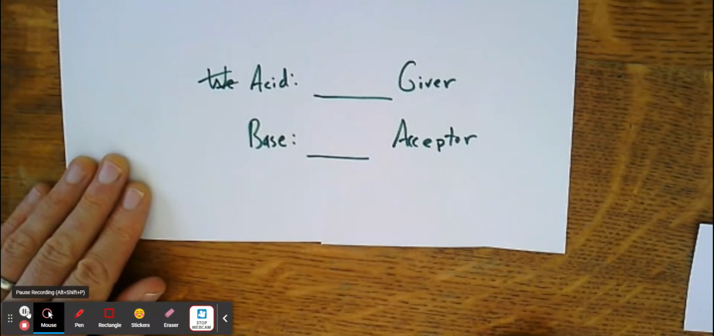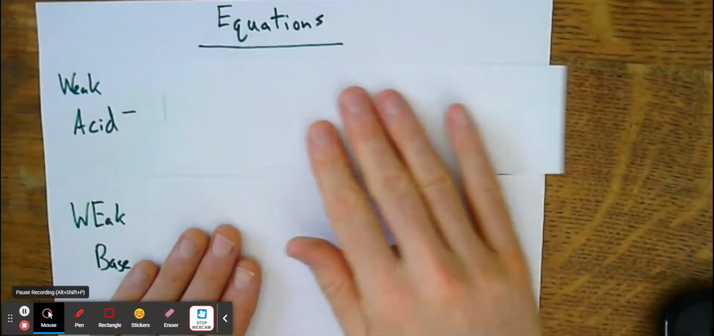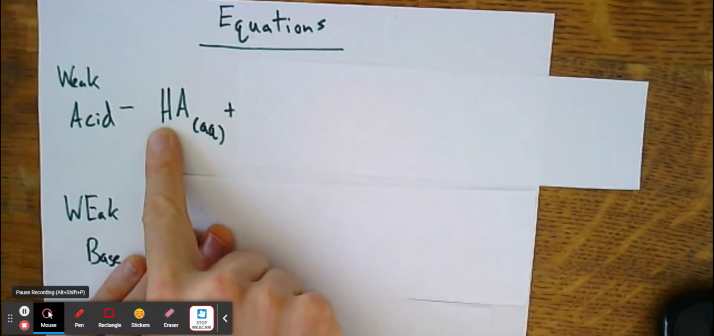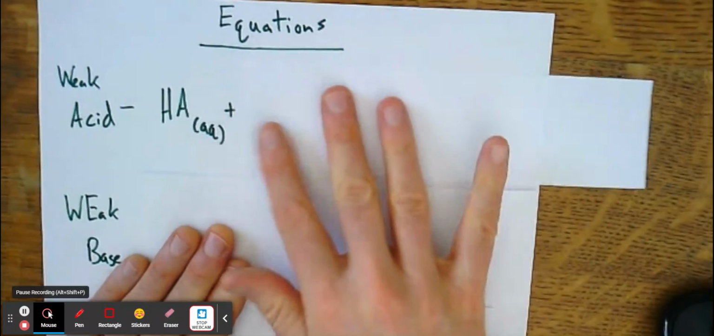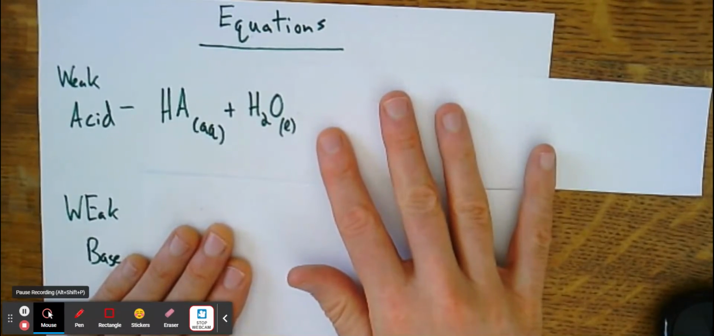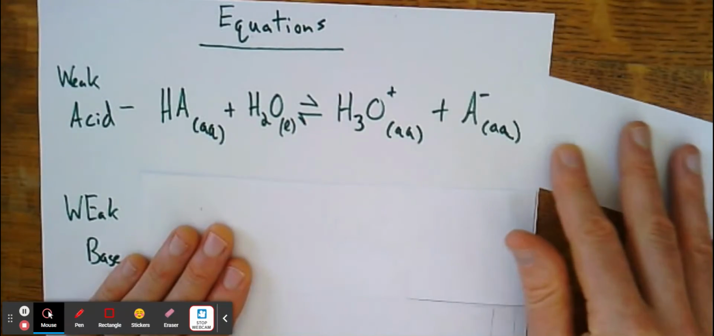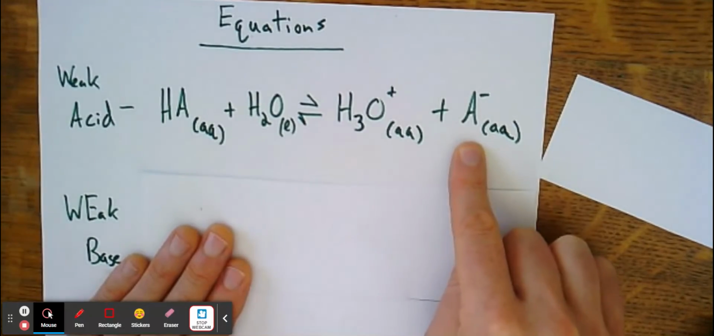Now we're going to talk about some general equations, because these general equations are going to help us derive all the formulas that we're going to come up with today. A weak acid is often written like this. You've got the proton that it's going to lose, and you've got some anion. What does it give its proton to? It gives it to water, and that makes hydronium and leaves the anion in solution.